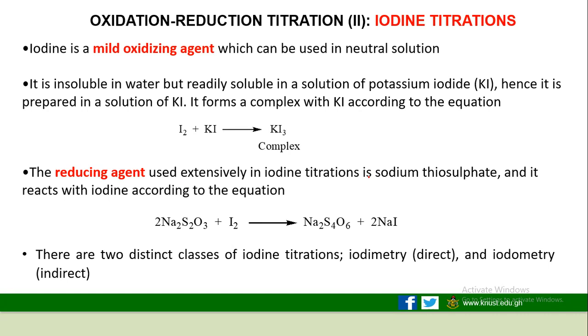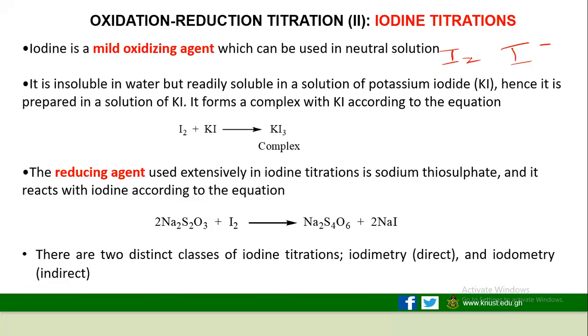Now we are seeing iodine as a mild oxidizing agent which can be used in neutral solution. The iodine we are talking about here, for clarity's sake, is I2, right? So always when you hear iodine, think of I2. Good. Now we are saying it's a mild oxidizing agent. That means it can cause oxidation and then itself will be reduced. So if we say it can cause oxidation, it means it can increase the oxidation number of a certain atom, but then itself as the iodine at the end will be reduced to I-. That is the whole idea, right?